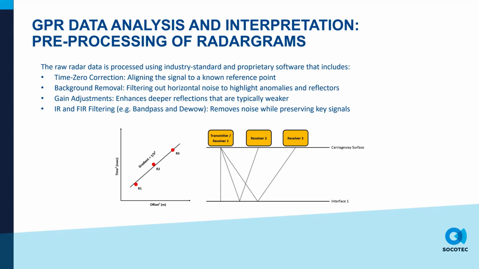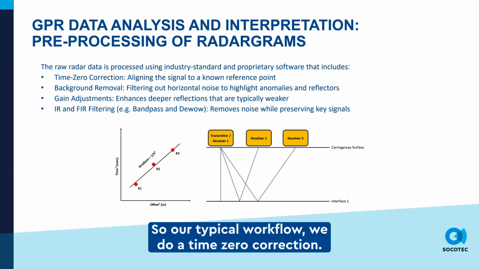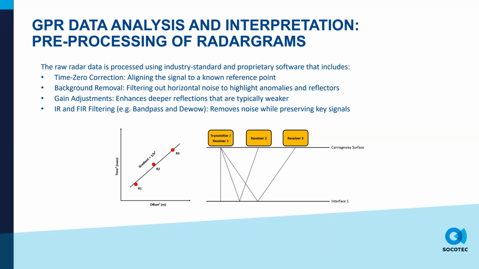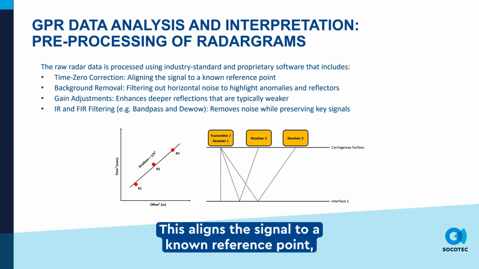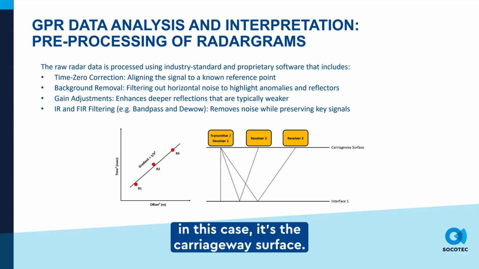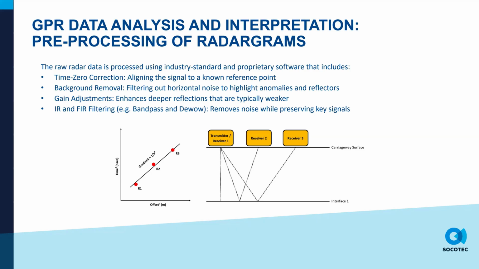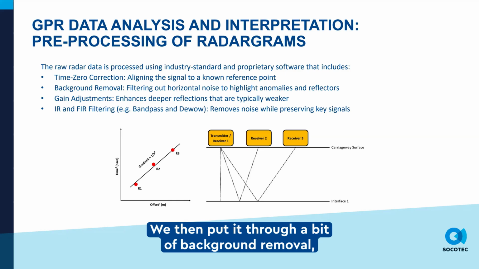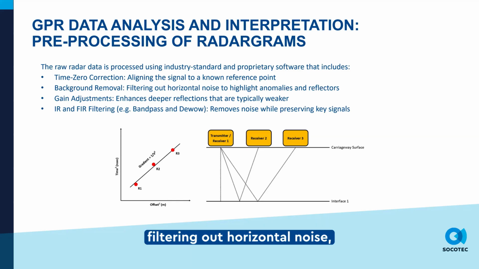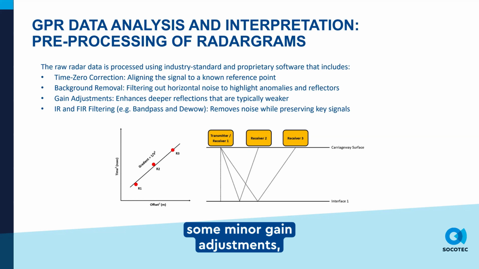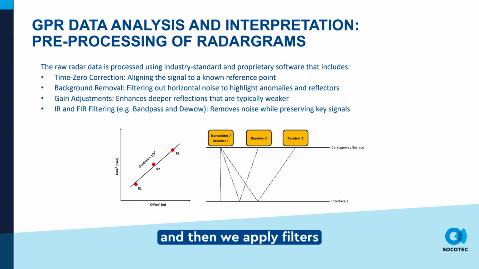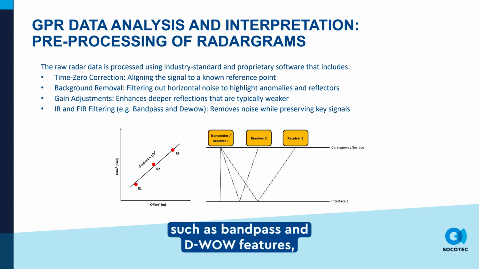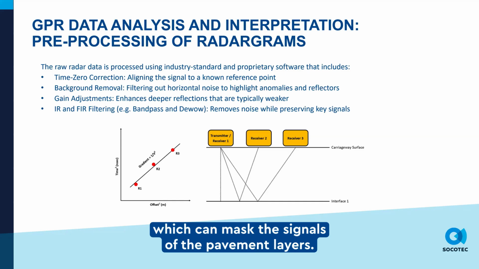So our typical workflow, we do a time zero correction. This aligns the signal to a known reference point, in this case the carriageway surface. We then put it through a bit of background removal, filtering out horizontal noise, some minor gain adjustments, and then we apply filters such as bandpass and dewow, which remove low and high frequency noise which can mask the signals of the pavement layers.